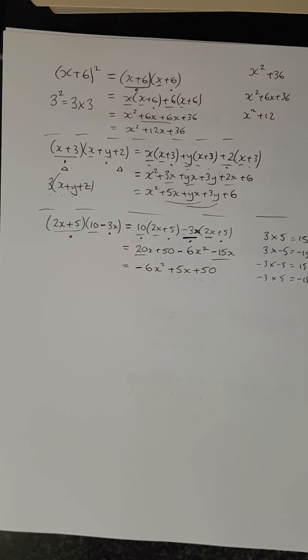So that is the inspection method covered. What you'll see in the next part is the same thing with the column method, and then the same thing with the grid method.